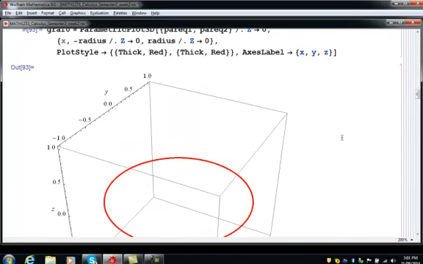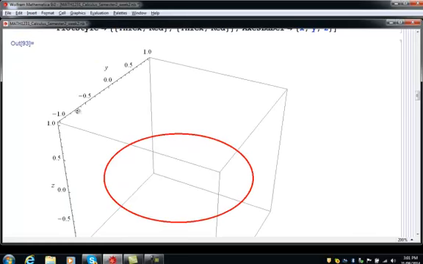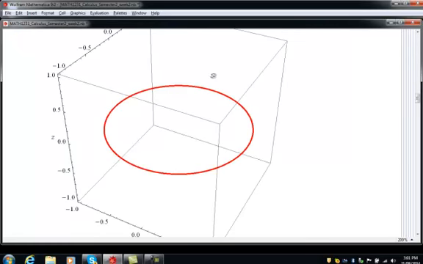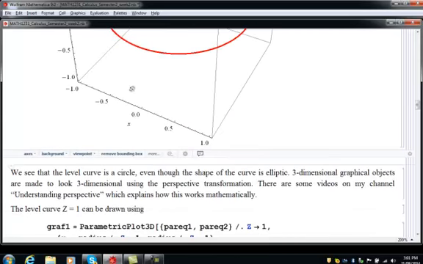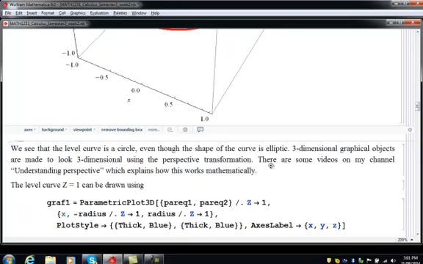And lo and behold, we get this three-dimensional plot here. Now, we're prepared to believe that this is a circle, but if we look at it, it's actually an ellipse. Well, three-dimensional graphics objects are made to look three-dimensional using a thing called the perspective transformation. There are some videos on my channel called Understanding Perspective, which explains how this works mathematically.